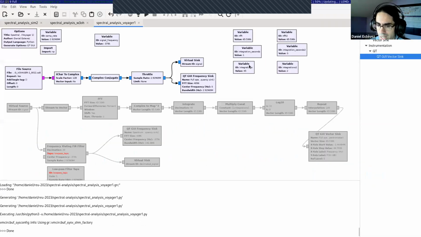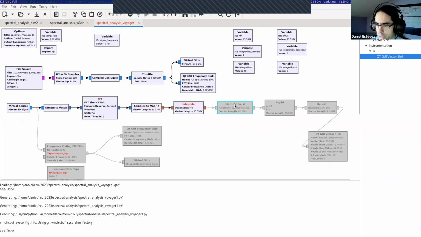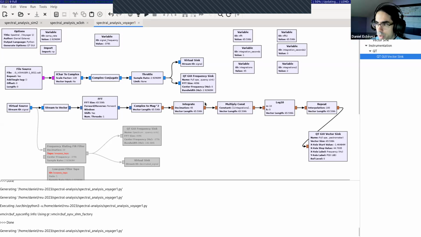So we need to do our own FFT processing, and here we are using a large 65,000 point FFT to be able to see the signal well. So the rest is as before: stream to vector, FFT, magnitude square, integrate. What integration length are we using? 1 second. And the repeat of 100 as before. And we are also doing dBs.